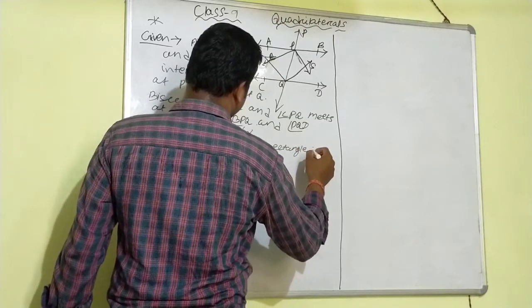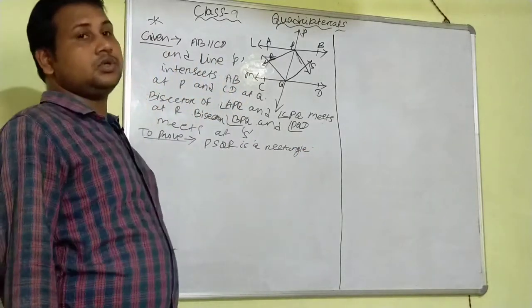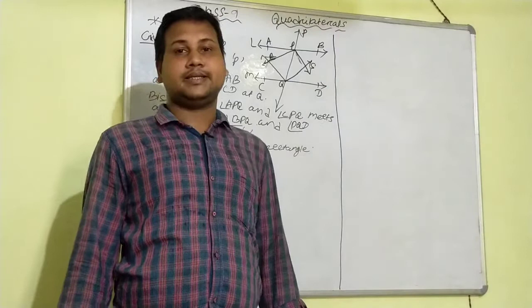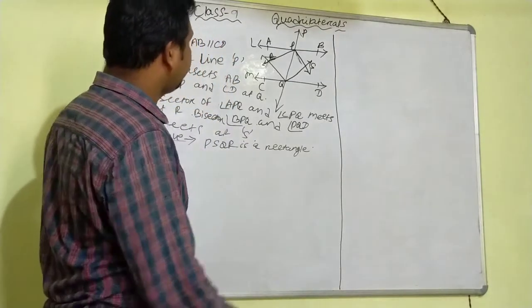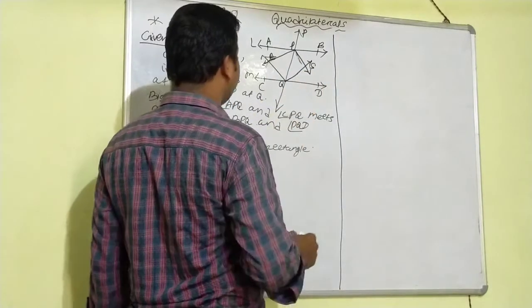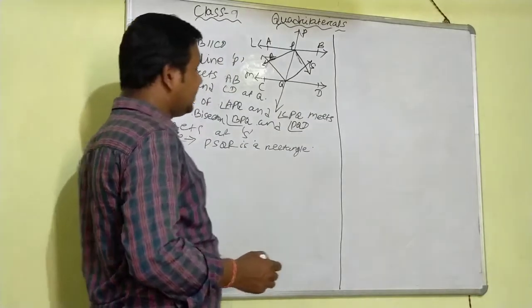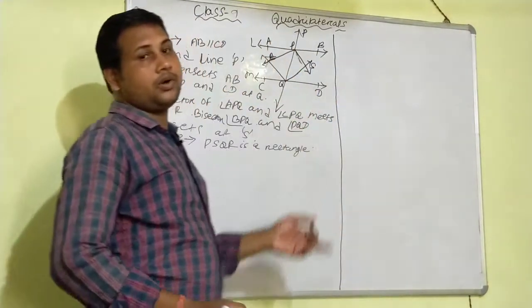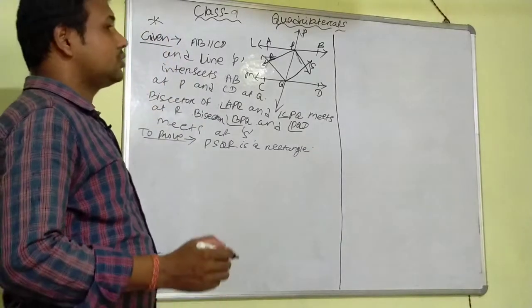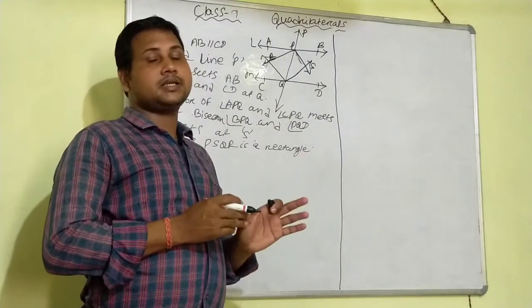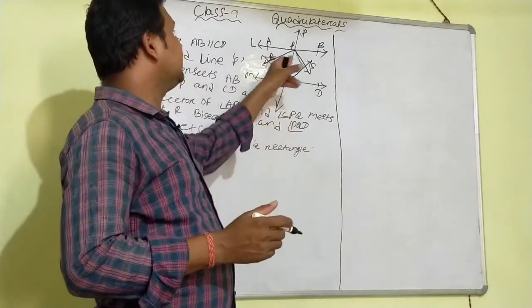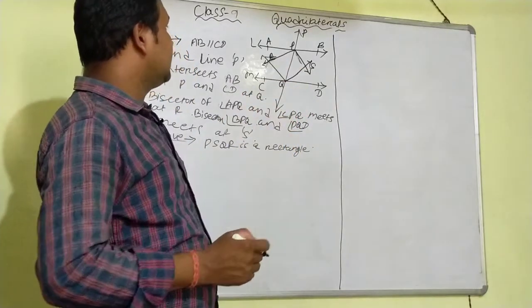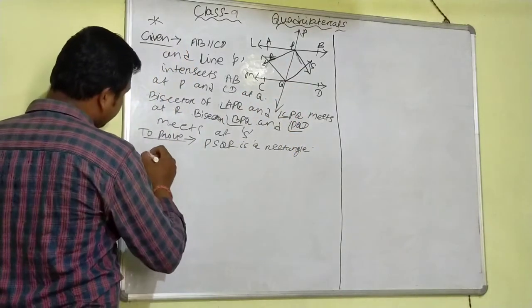We know what a rectangle is? A parallelogram in which one angle is 90 degrees. So first we have to prove PQRS is a parallelogram. Then one of the angles of parallelogram PQRS should be shown to be 90 degrees. Then we will say PQRS is a rectangle. Now come to the proof.